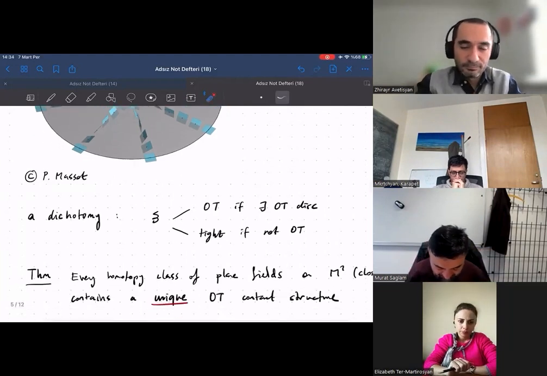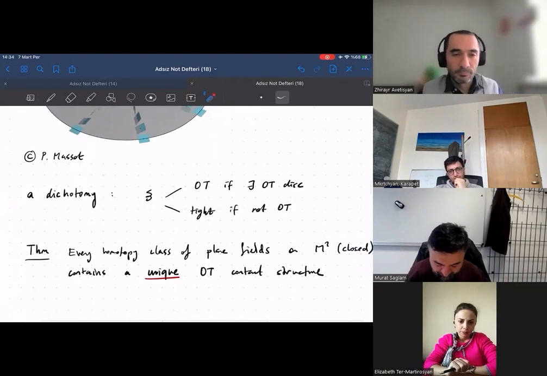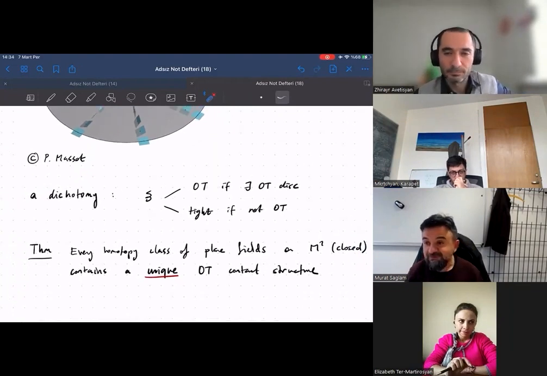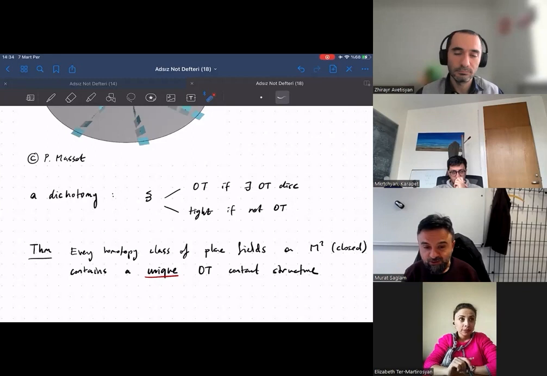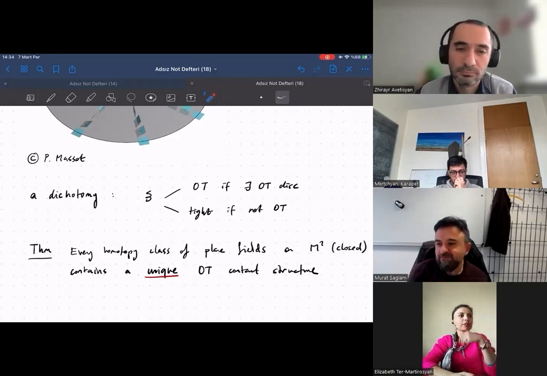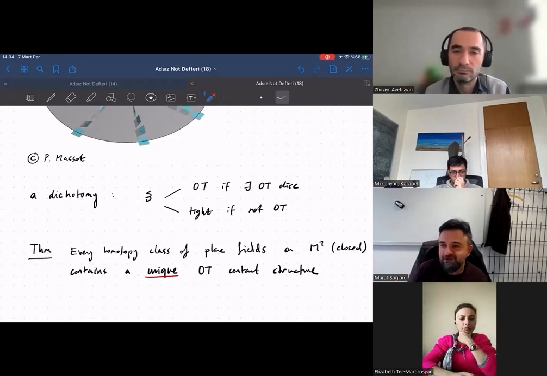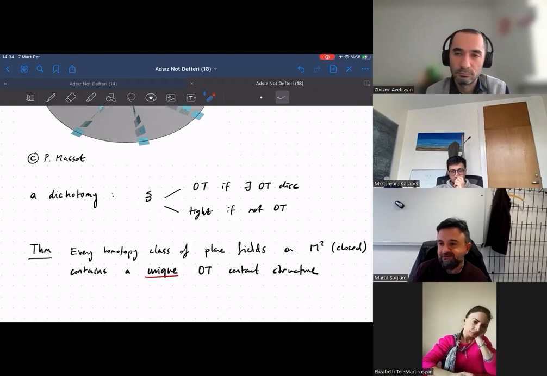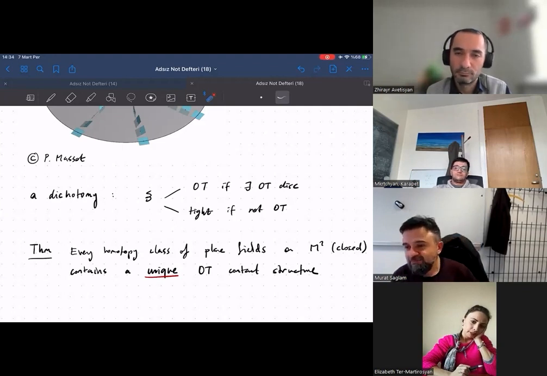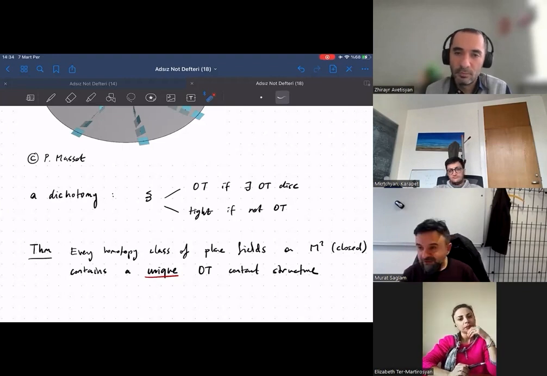And now comes the important theorem, which is somehow the reason that we have such a dichotomy. Now you have your manifold, you have the tangent bundle, you have a plane field. And of course, you can first of all ask about the homotopy classes of plane fields in your manifold. So you forget the contact condition.